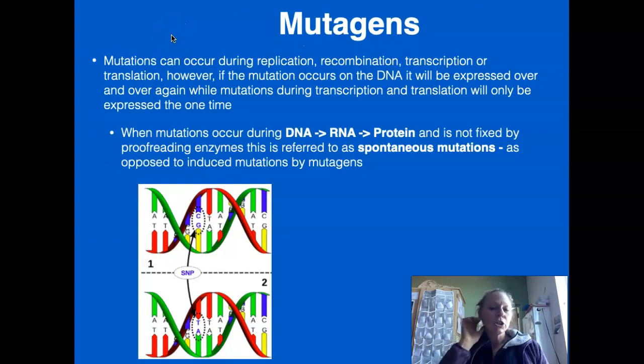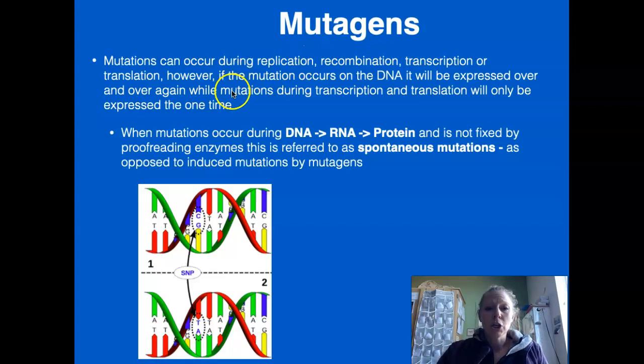So mutations can occur during replication, so if it's replicated incorrectly, during recombination, so if a protein during, let's say, crossing over is recombined and it causes a mutation, and that can happen during transcription and or translation. However, if a mutation is on the DNA, it's going to be expressed over and over again. So this is a bigger problem. Whereas if it's a mutation during transcription or translation, it will only be expressed one time in one protein and really is probably pretty negligible.